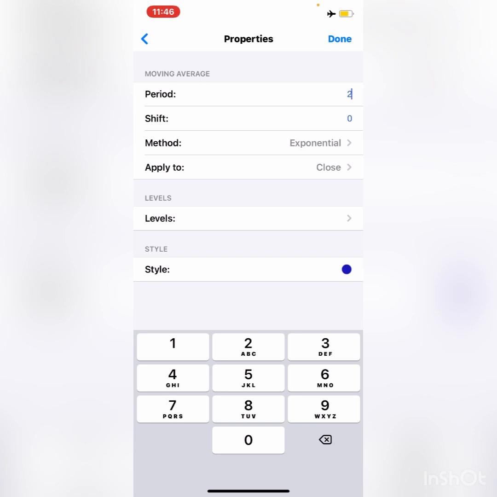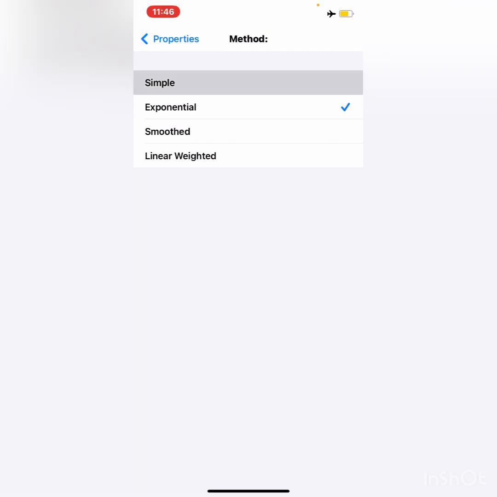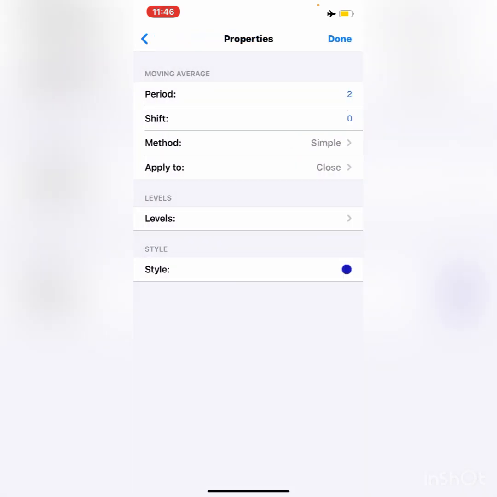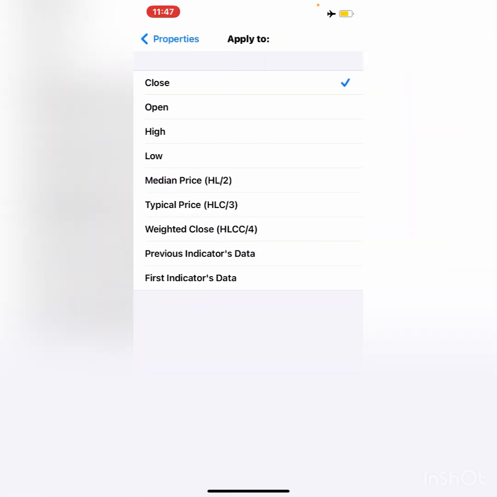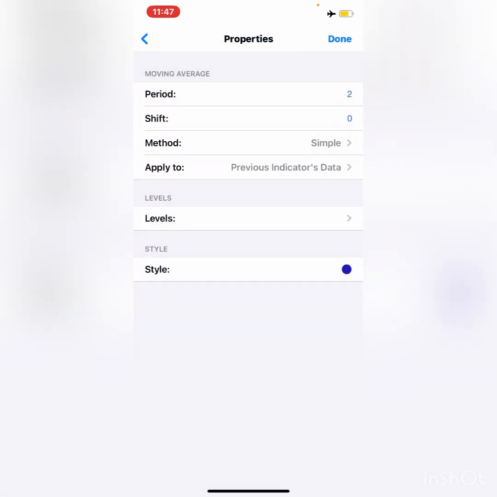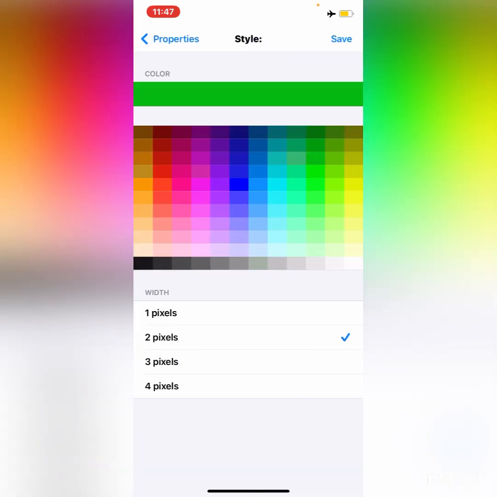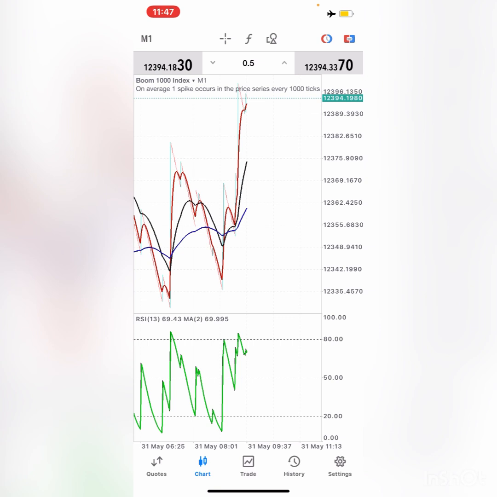The next setting that we need to correct is the shift. It has to have a shift of 0, a method of simple, and apply to previous indicators data, right? And then the styling, we're gonna choose green, then save, then done. And as you can see, we now have a green line running across our charts too.